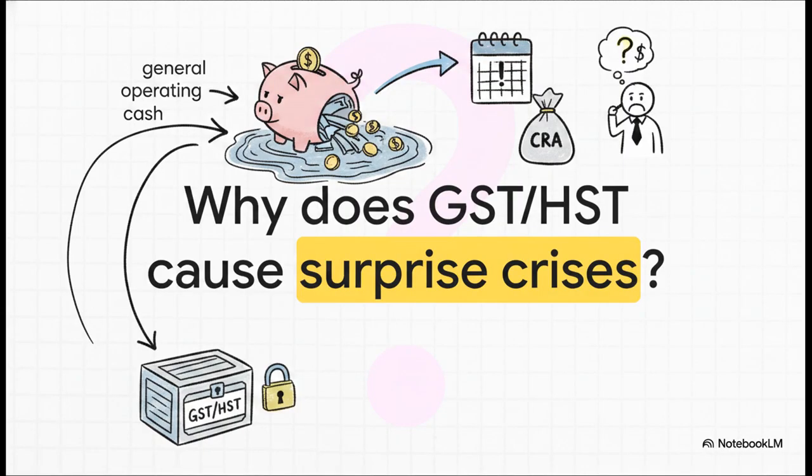So let's start by looking at the core problem here. Why does GST/HST cause so many surprise cash crises for owner-operators? Well, the answer is simple, but man, is it dangerous. Surprise tax bills happen when the tax you collect from your clients is dangerously blurred into your general operating cash. You look at a big bank balance, you think you're doing great, you spend it on regular business expenses, and then, boom, filing time hits. Suddenly, you owe money to the CRA that you literally don't have anymore.